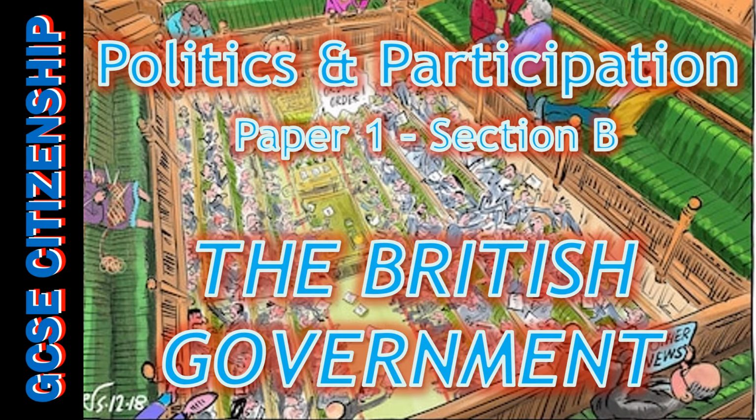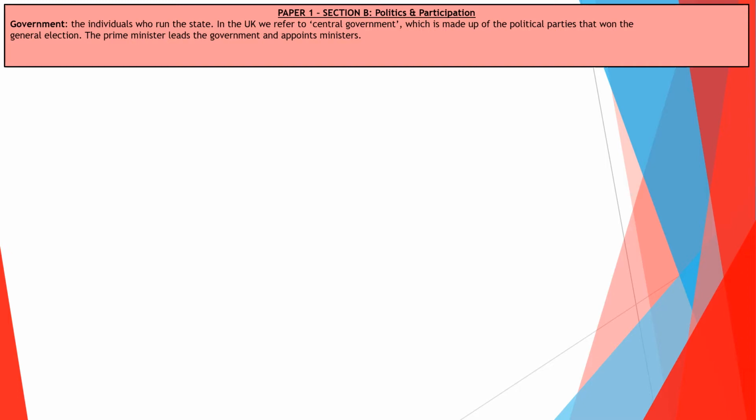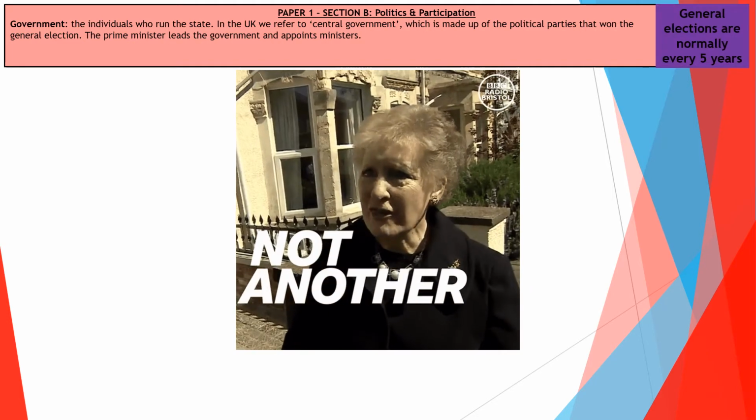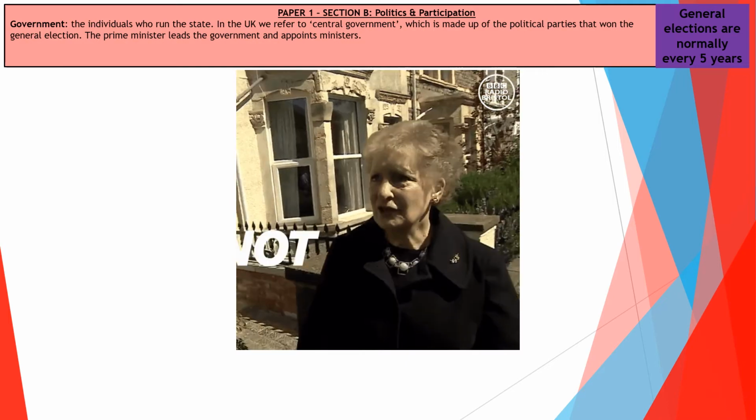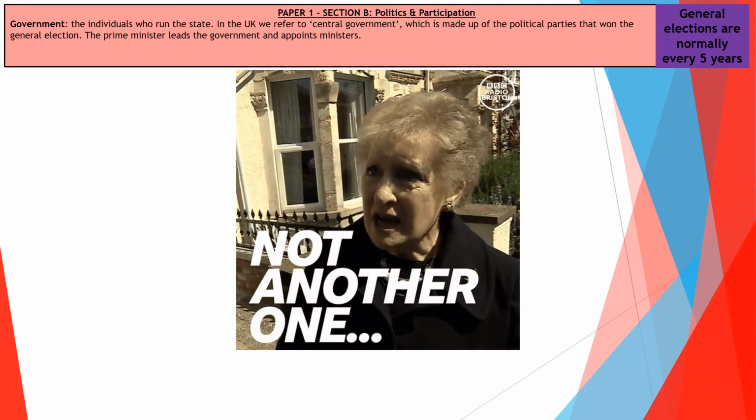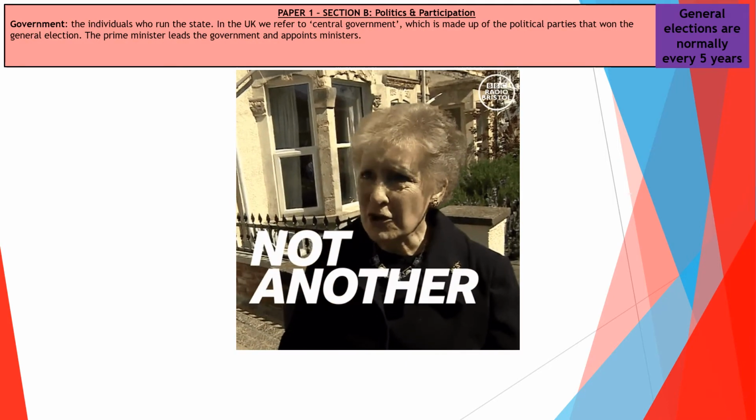Here's a quick overview of the British Government for Politics and Participation, which is Paper 1, Section B of the GCSE Citizenship exam. So the government is what runs the UK and runs the state. Obviously, we refer to it as the central government, and it's made up of all the political parties that won general elections. The Prime Minister runs the government and appoints ministers. General elections normally take place every 5 years. However, in the last 5 years, we've had 3 general elections.